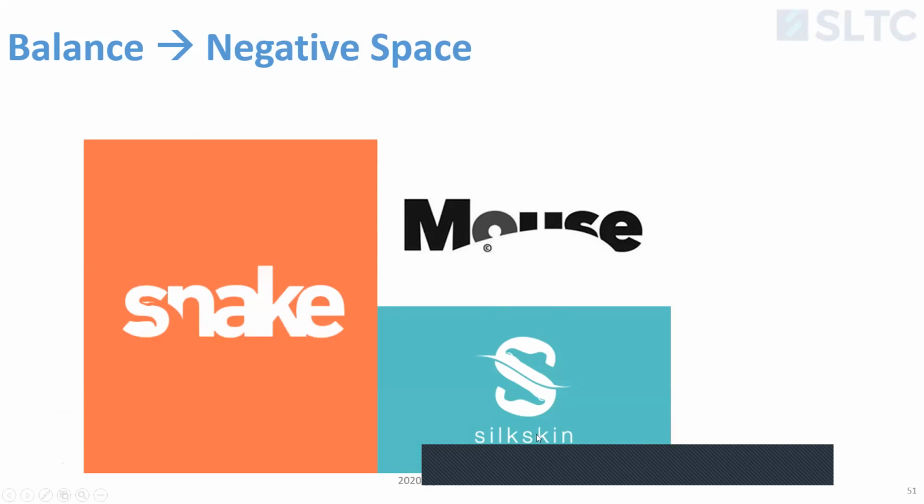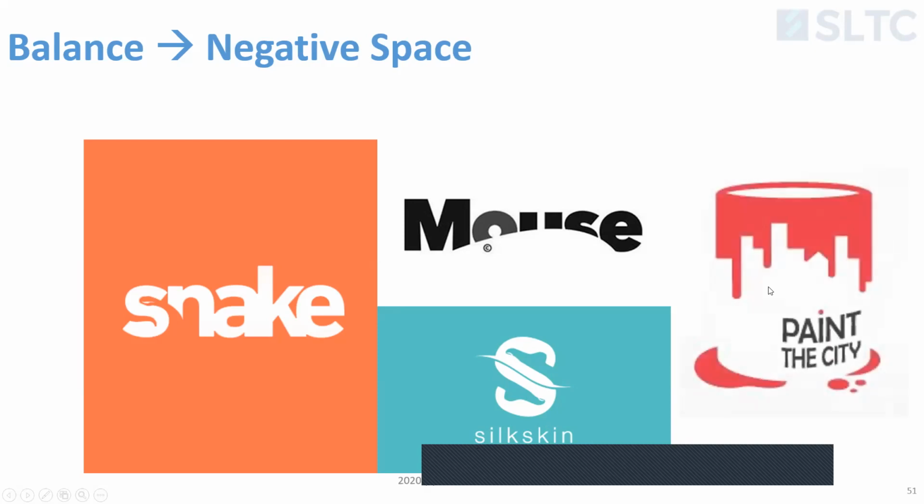And the last one here is silk skin. So this, if you notice again, these are two legs, right? Two legs. And it's a skin care. So we can see very smooth legs here, right? And it's part of the logo. Now that is called negative space.